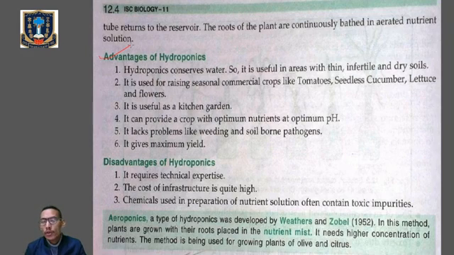It can provide a crop with optimum nutrients at optimum pH. So we can provide a suitable pH and nutrients to the crop. It lacks problems like weeding and soil-borne pathogens. Okay, and it gives maximum yield and maximum production.